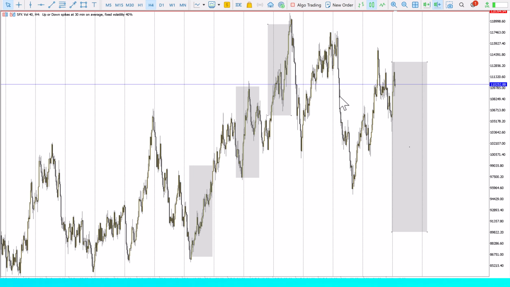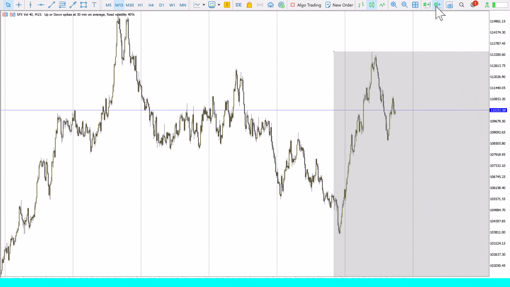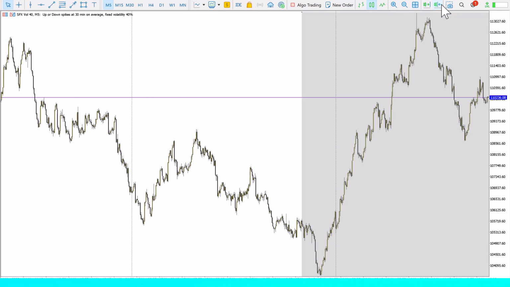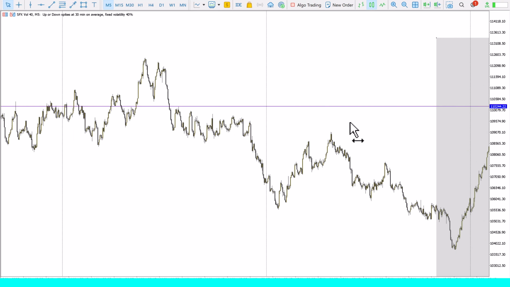So how do I enter? I go on the M15 at the time that I usually trade, and the time that I usually trade, I know it. I'll show you this in another video. If you want that, just let me know in the comment section. I will drop that video.